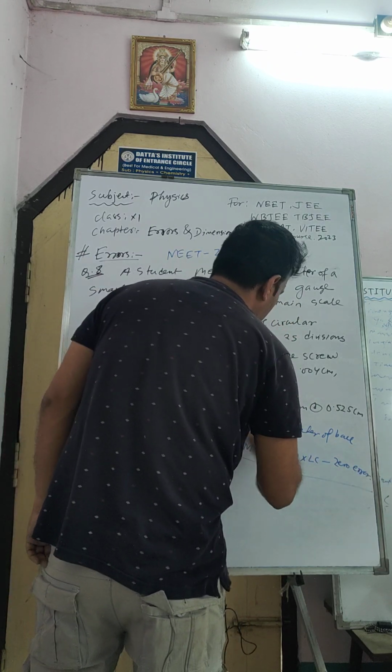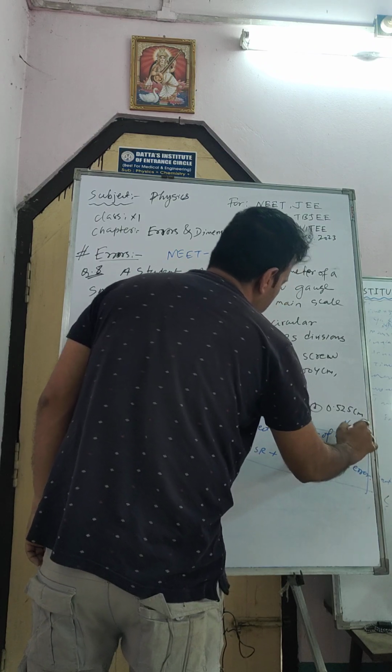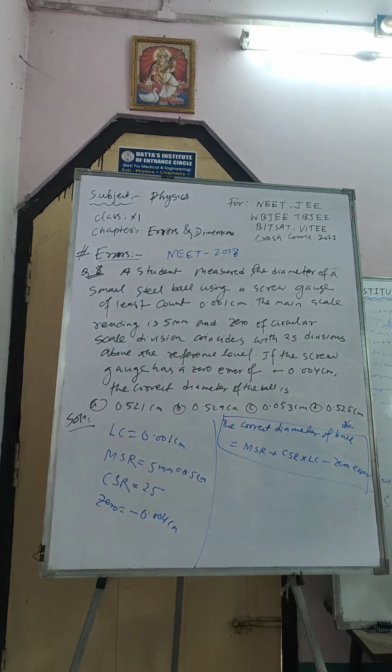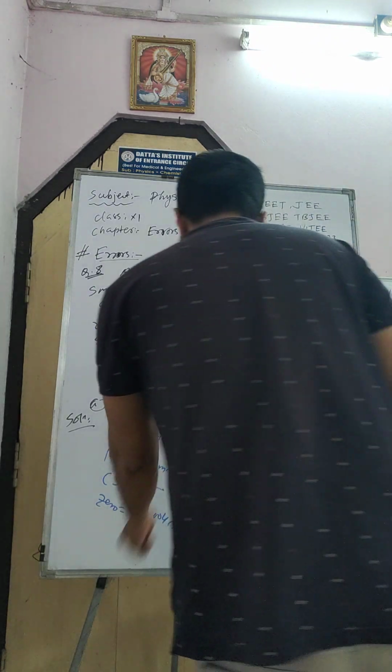This is one formula. You have to remember this. You have to note this down. That is, the correct diameter of the ball is equal to MSR plus CSR into LC minus zero error. So you just put all the values here.